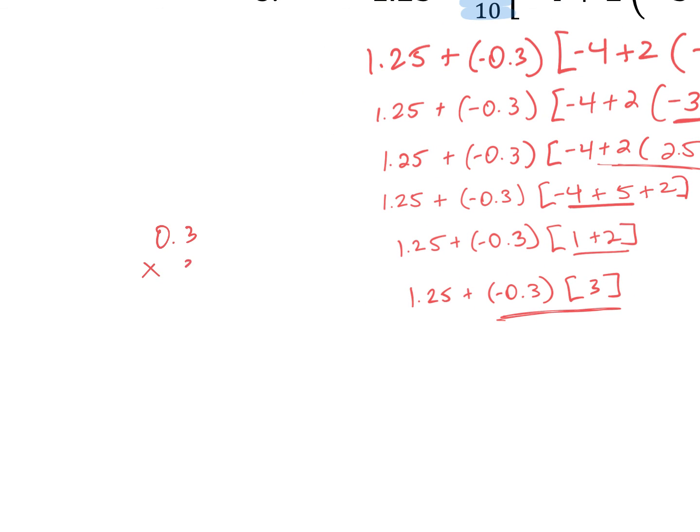So I'm going to do 0.3 times 3. Think about where my decimal placement goes. So I need this to go in between the 0 and 9. So now we have 1.25 plus negative 0.9, right? Negative times a positive is a negative. Signs are different, so I know I'm going to subtract. So I'm going to show that off to the side.